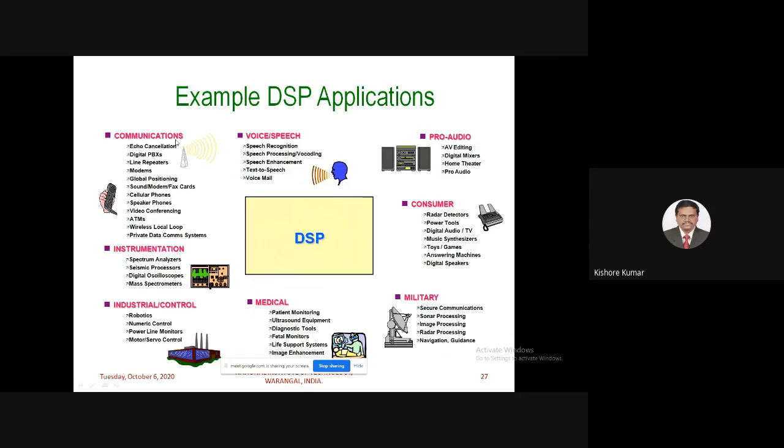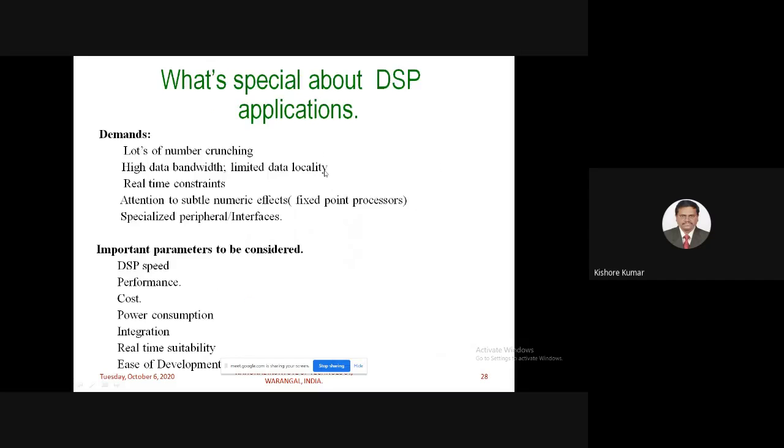Apart from that, we have the DSP applications: communications, instrumentation, industrial control, voice and speech, medical, pre-audio, consumer, military. In all these cases, signal processing is useful.